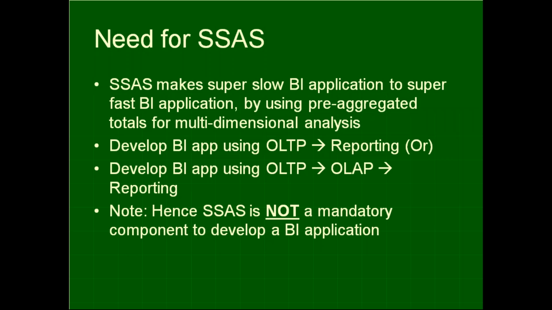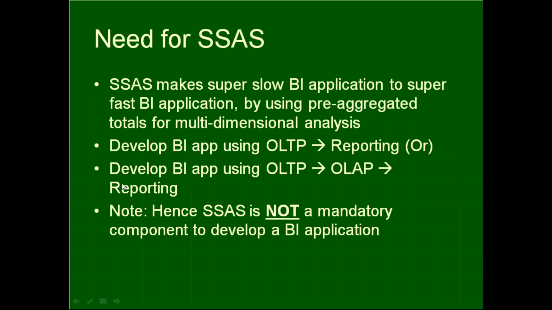Okay. Now, need for SSAS. SSAS makes a super slow BI application a super fast BI application by using pre-aggregated totals for multi-dimensional analysis, as we discussed. Because when you take raw material, prepare a dish and keep it ready on the dining table, the end user can come and easily take the food without any delay. Now, when you have small data, OLTP and reporting is done.